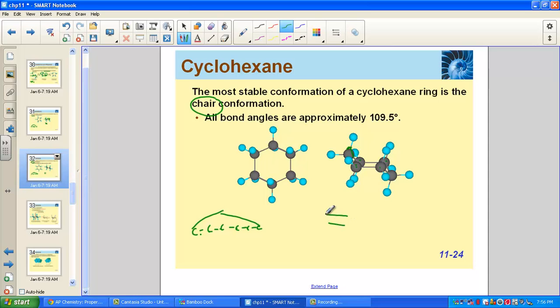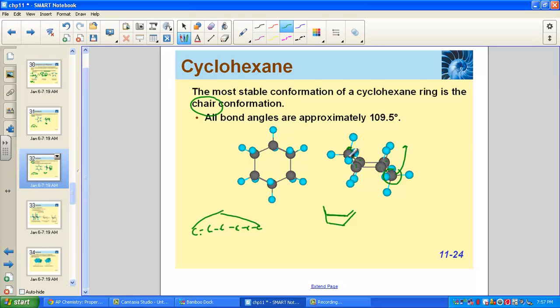Now, I can, with a whole lot of twisting, convince both of them to come up. If this represents my 4-carbon plane, I can take this molecule here, this end carbon, and try to twist it up into the same plane as the other one.